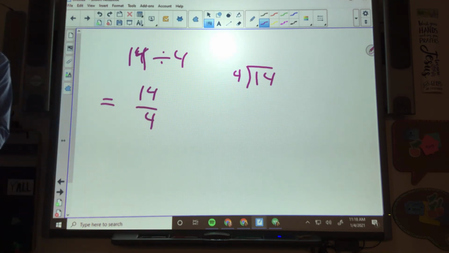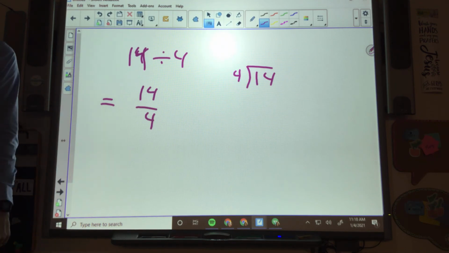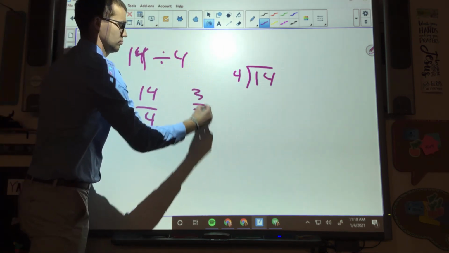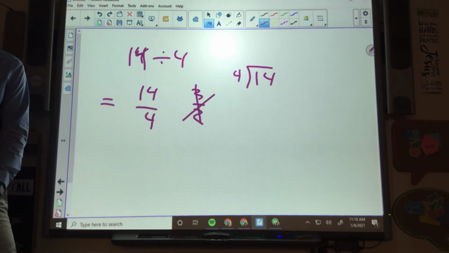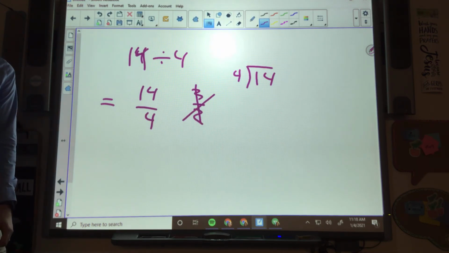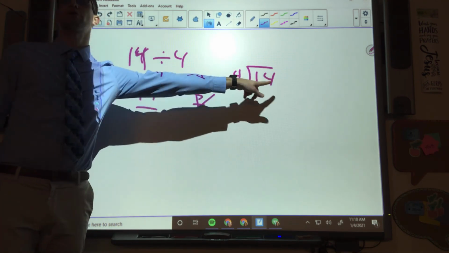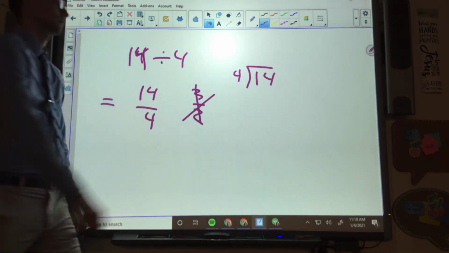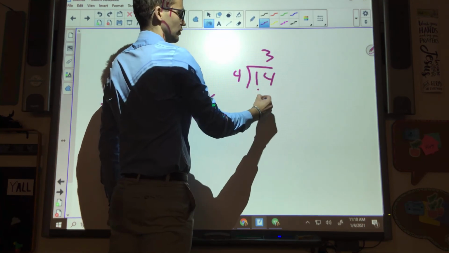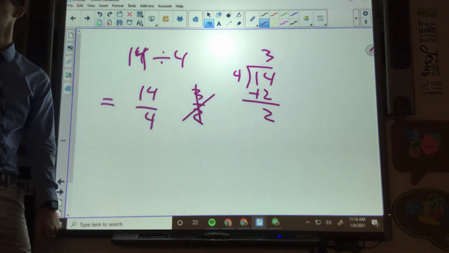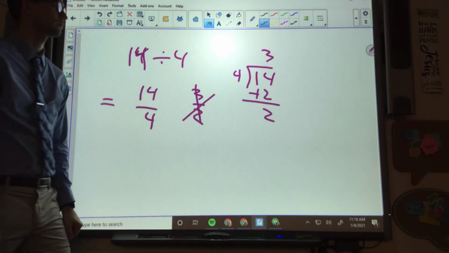What is it? 3 and what? 3 over 2? No. It is not 3 over 2. So you should be at this point right now, 14 divided by 4. How many times does 4 go into 14? 3. 3 times 4 is 12. We have 2 left over. What do we do with this 2? The remainder of 2?